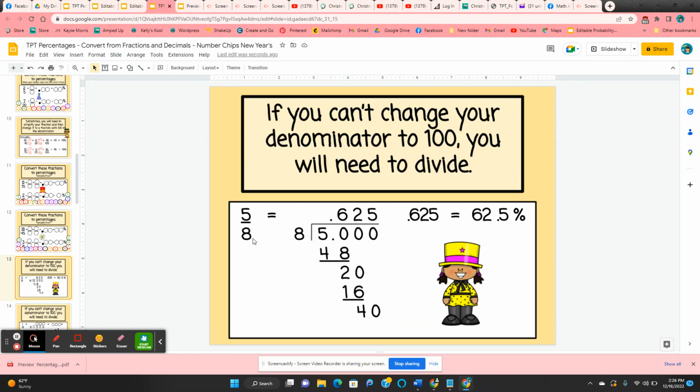Now they're not always able to change that denominator to 100. So in this case, with 5/8, all they can do is use long division, 5 divided by 8. Or they could use a calculator. But with long division, this is how it works. That numerator is going to go here inside the box. So 5 divided by 8, and it shows the whole process. They're going to get an answer of 625 thousandths. They have to move that decimal point 2 places to the right to get 62 and 5/10%.